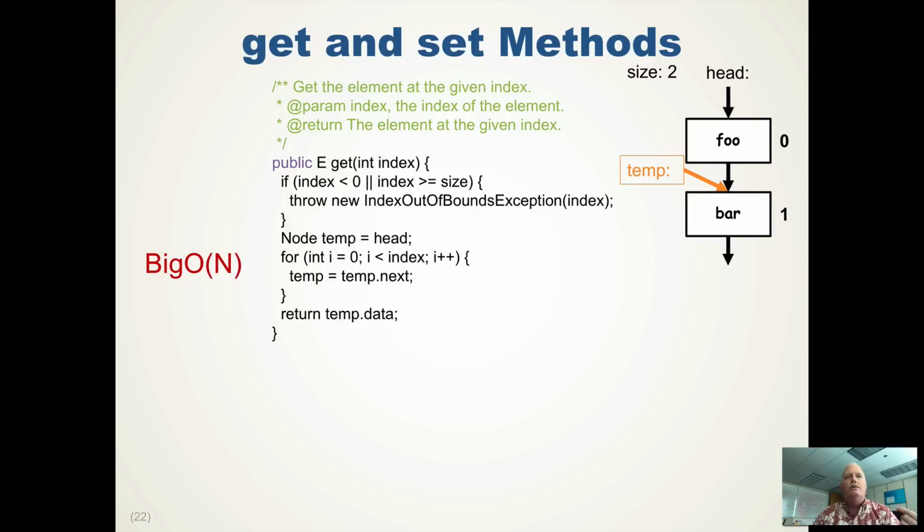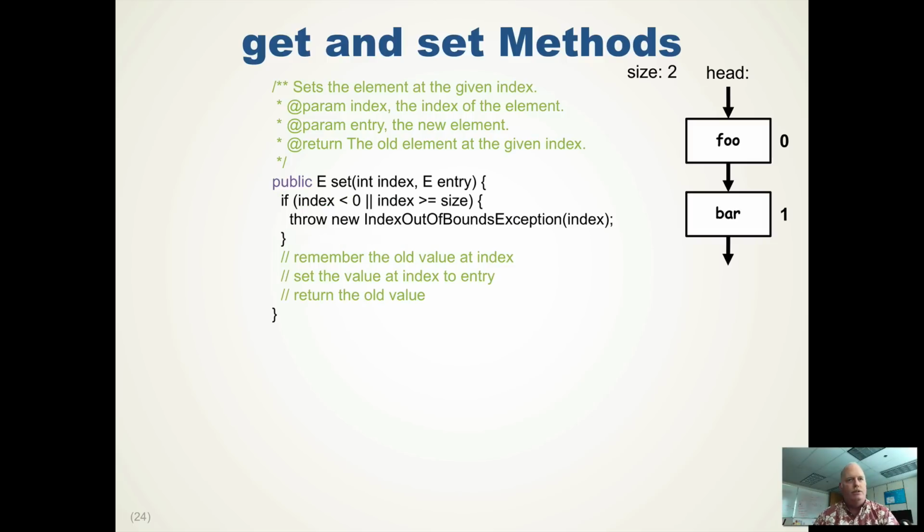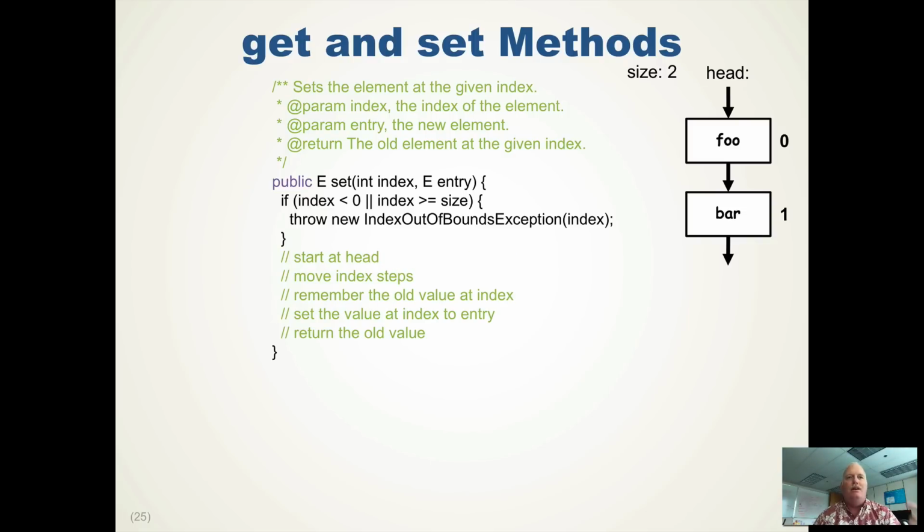So now, what's the set look like? Again, we need to check the index. We remember the old value because set returns what was in the list and changes it. And then I set the value at index and return the old value. So again, check the index. You're going to love this. You're going to know this by heart. Then I remember the old value. Well, I got to get to the old value. So again, start at head, move index steps, remember the old value, set the value in the index.